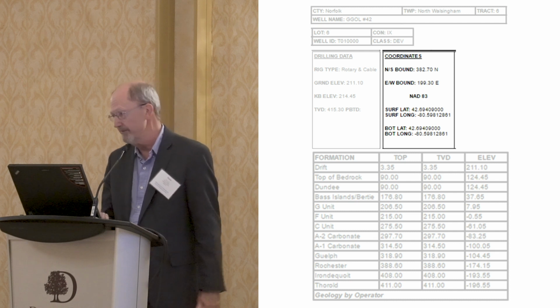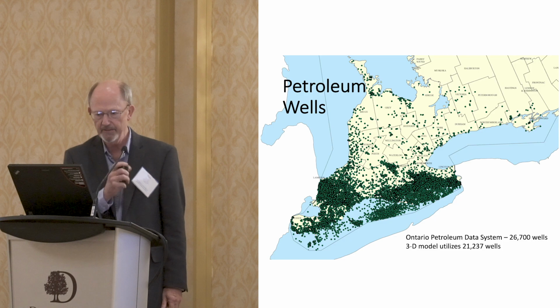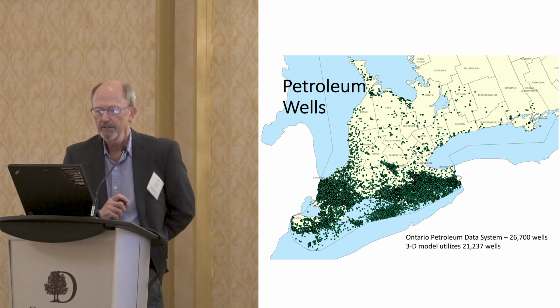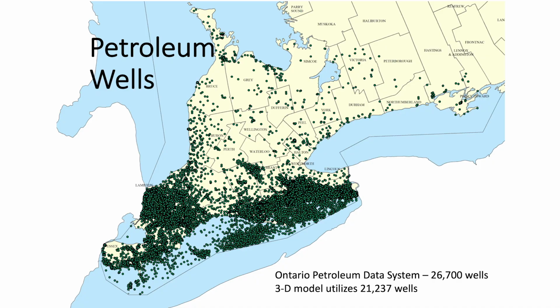So without that you can't do 3D. So that gives you the 3D data that you need. Here's the geographic coverage of the petroleum wells. So you can see it's not uniform coverage, but we have 26,700 wells in the database. The model, there's usable data for 21,000 of those.